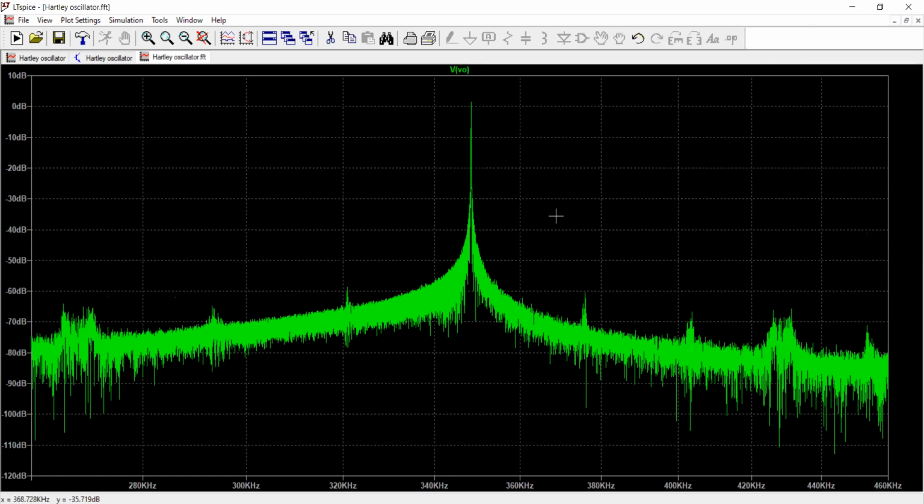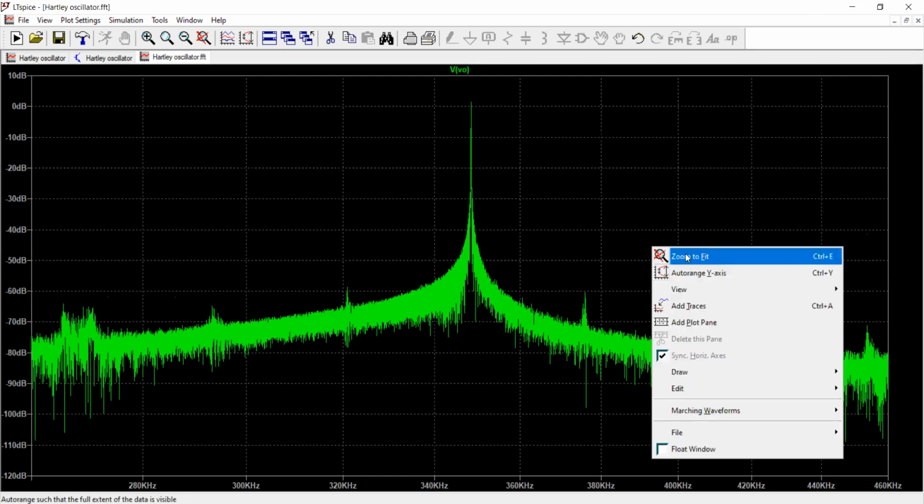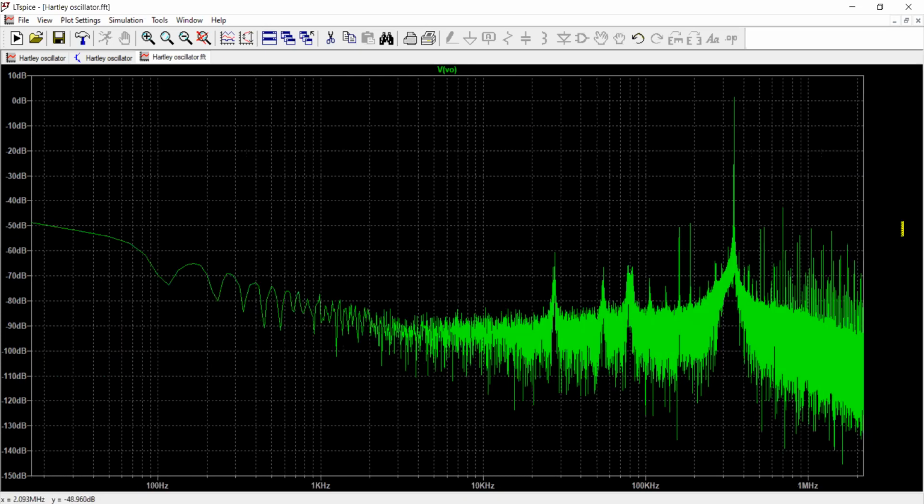Okay, so you got to understand how we can do the oscillation circuit design, how we can run the analysis, and how to simulate the circuit.